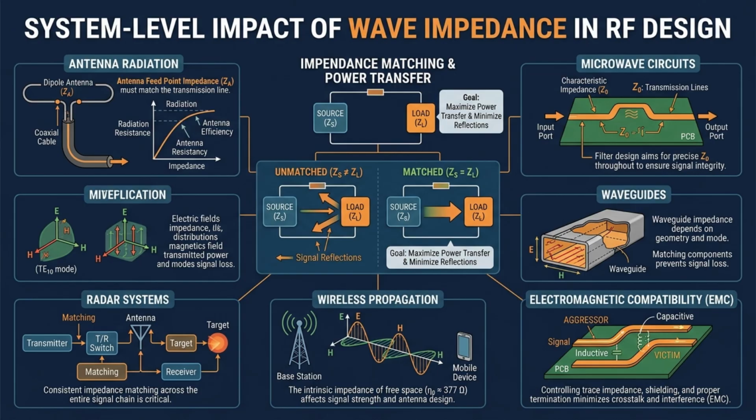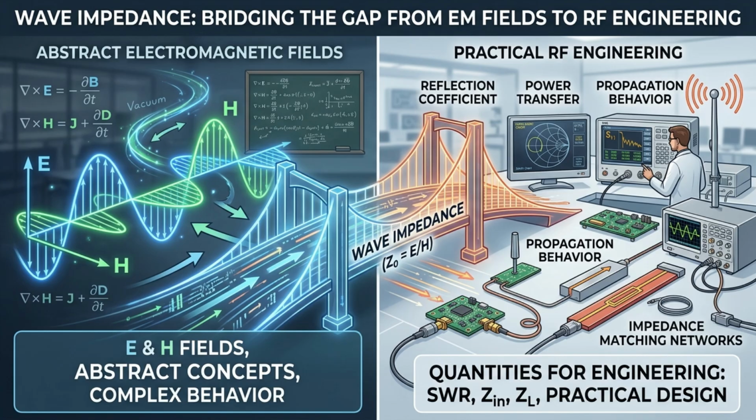Wave impedance provides a bridge between electromagnetic fields and practical RF engineering. It transforms abstract field concepts into quantities that engineers can use to predict reflections, power transfer, and propagation behavior. A common misconception is that impedance only exists in circuits and transmission lines. In reality, electromagnetic waves themselves possess impedance, even when traveling through free space far from any conductor.